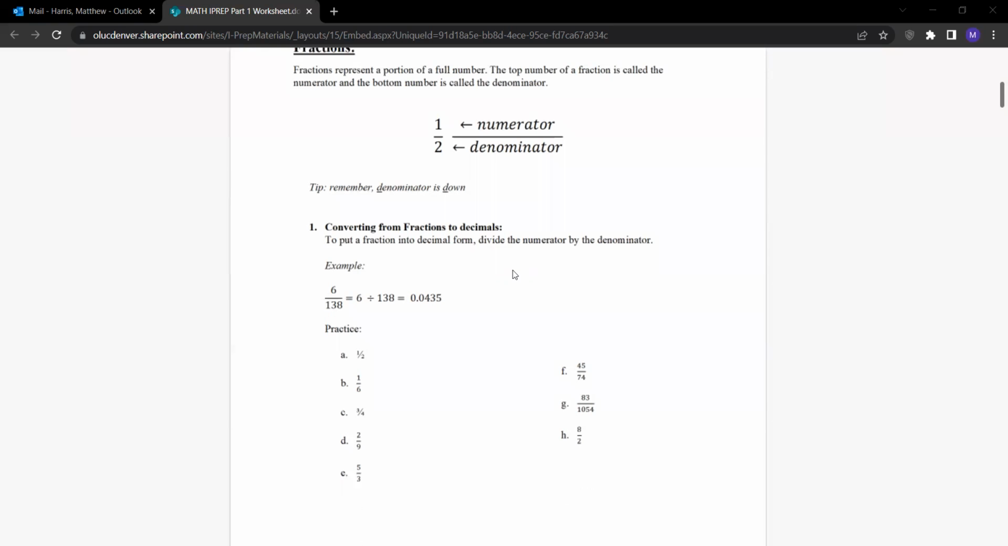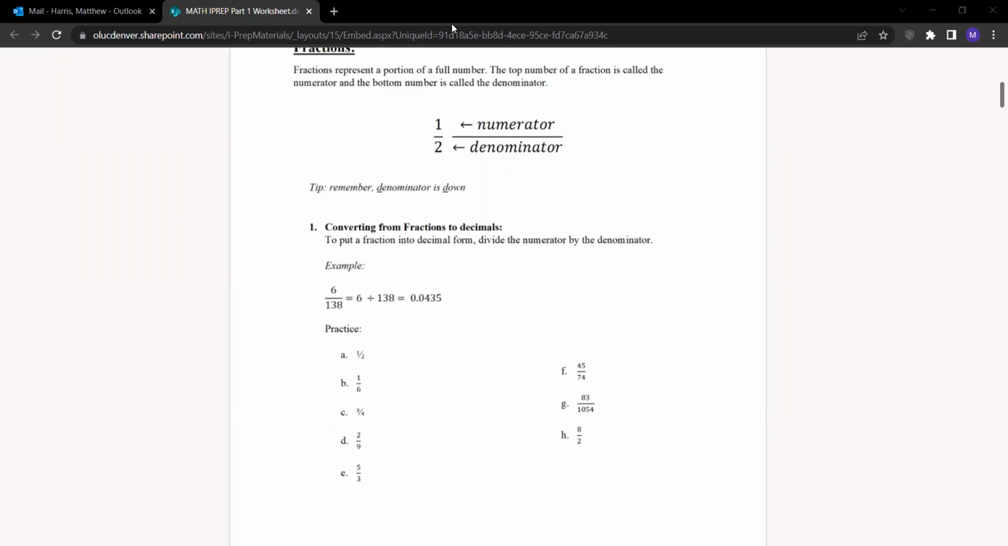Let's go ahead and try some problems real quick. We have converting from fractions to decimals. We have 6/138, which equals 6 divided by 138, and that's equal to 0.0435. As you can see, all you have to do to convert from a fraction to a decimal is divide. So let's try a bunch of practice problems really quick.